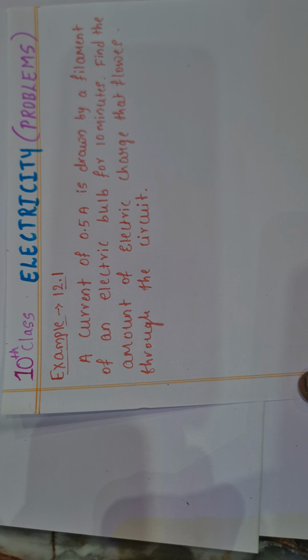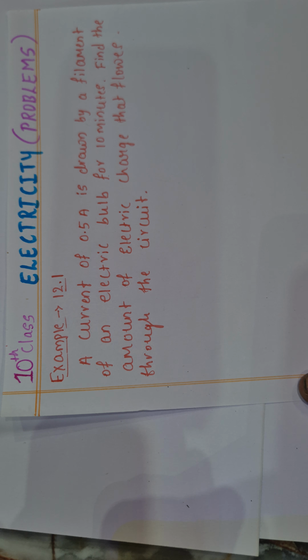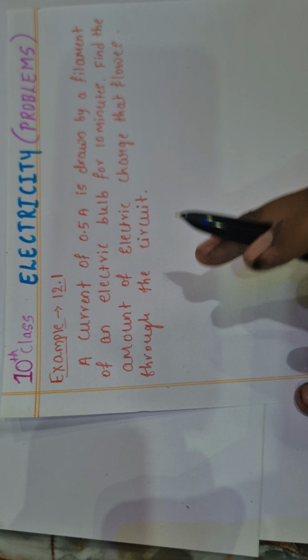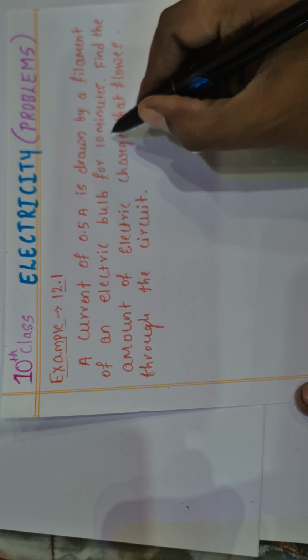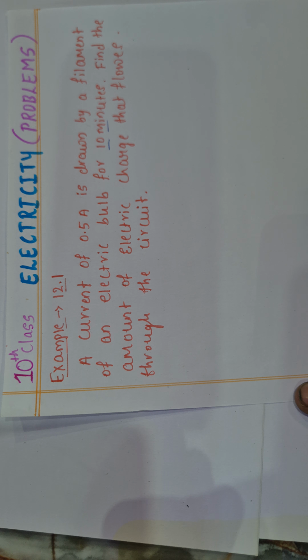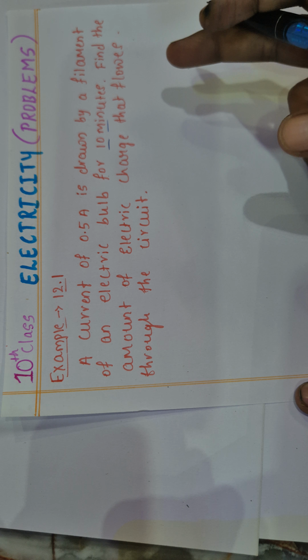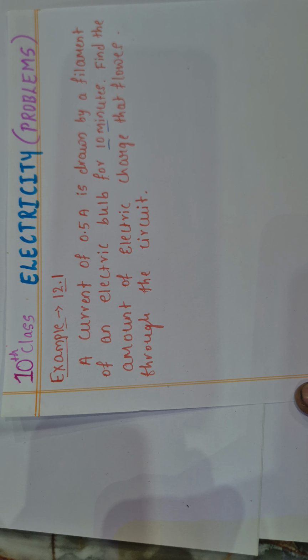So hello everyone. Today we will discuss the 10th class chapter, electricity problems. One by one we have to solve all the problems. Today we have taken problem 12.1. The problem is: a current of 0.5 ampere is drawn by the filament of an electric bulb for 10 minutes. Find the amount of electric charge that flows through the circuit.